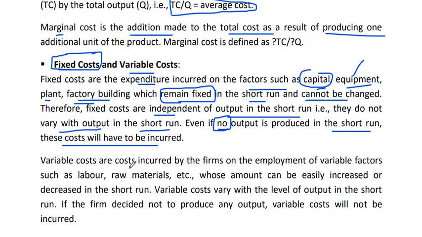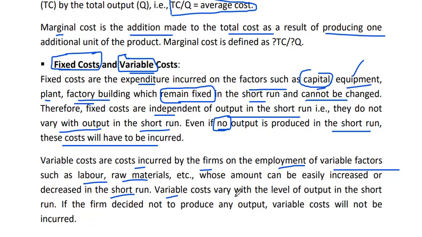And variable costs are costs incurred by the firm on the employment of variable factors such as labor and raw material, whose amount can be easily increased or decreased in the short run. Let's say in a given time, the price of steel and cement generally increases. So its price can change in the short run. So this is called variable. As the word says, its price changes in a given time. Labor's price, raw material.